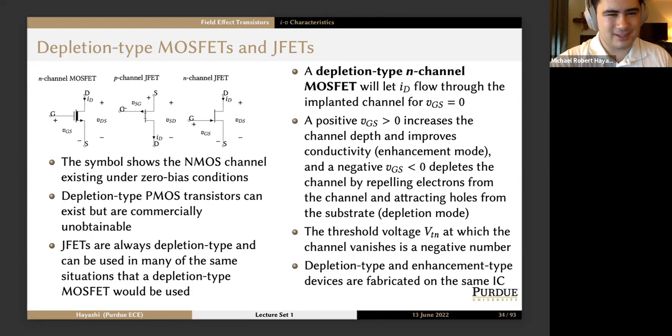JFETs, which are these symbols here, where we have the N-channel JFET and the P-channel JFET, with a single bar in the symbol and the arrow on the gate, are always depletion type, and they can be used in many of the same situations that a depletion type MOSFET would be used. So might as well learn it, because that's literally all the additional information you need to know to use a JFET. It's the same equations and everything.